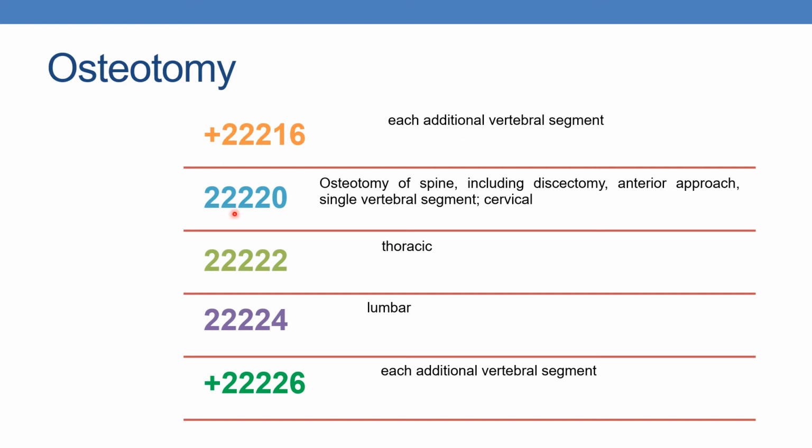Next code is 22220. Osteotomy of spine including discectomy, anterior approach, single vertebral segment. Whenever osteotomy is performed including discectomy, anterior approach, you need to report 22220 for cervical, 22222 for thoracic, and 22224 for lumbar. Next add-on code plus 22226 for each additional vertebral segment.